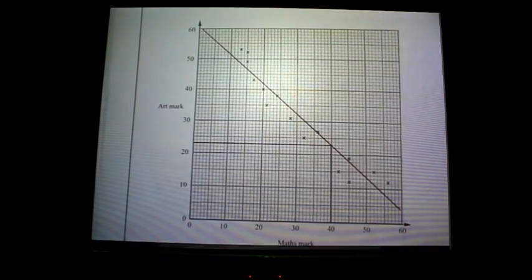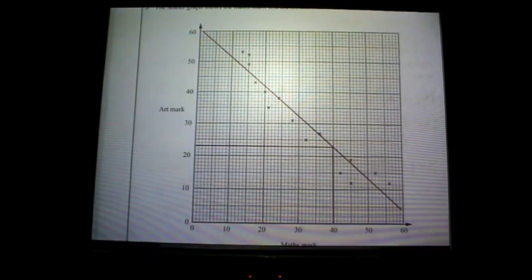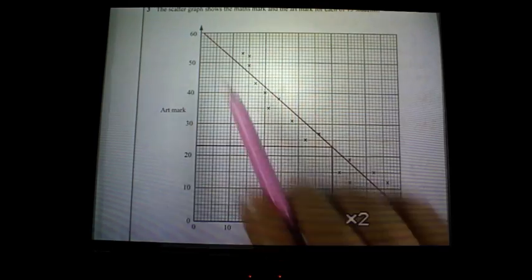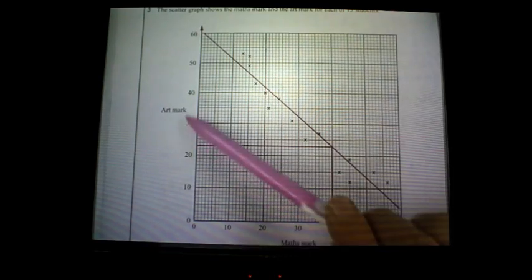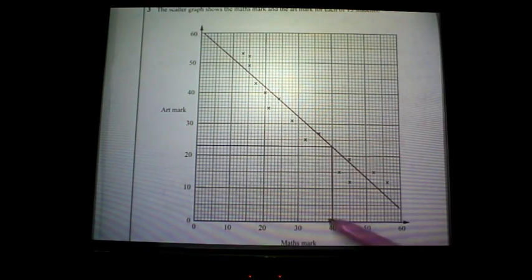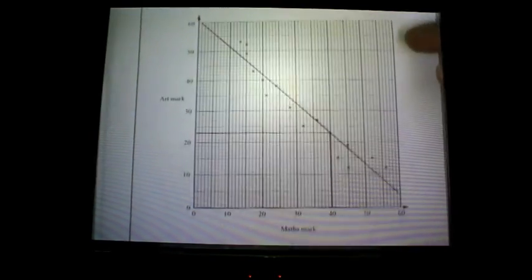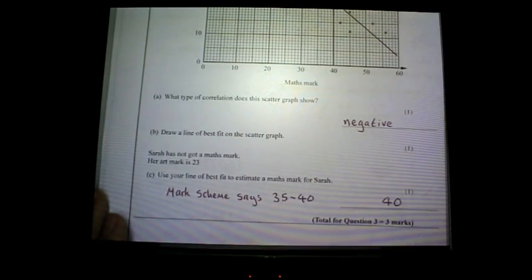Question number 3, what type of correlation does this show? It's going down, so it's negative correlation. Draw on a line of best fit. I've already drawn my line of best fit on. There it is. Sarah has not got a marks maths, but her art is 23. So what you do is draw along from 23 on art, hit your line and come down, and I made out that she got 40. So there's my answers down there.